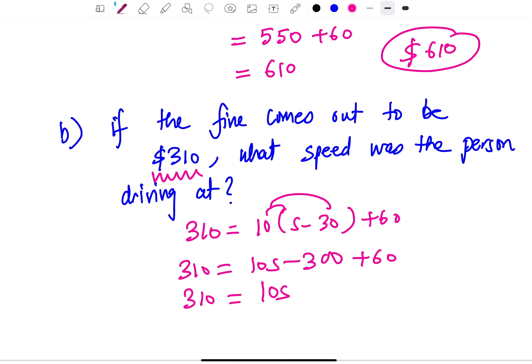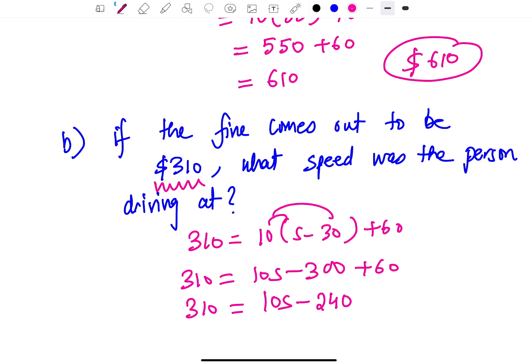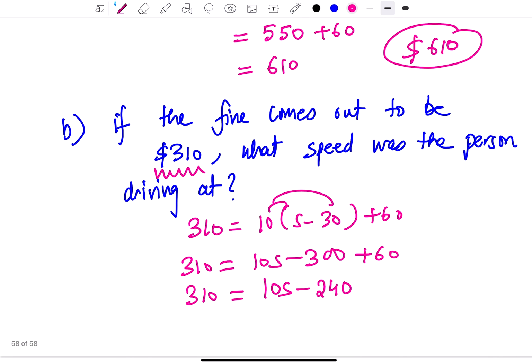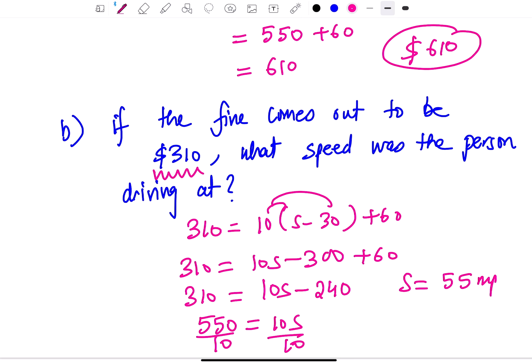310, negative 300 plus 60 would be negative 240, and we would add 240 to both sides. 310 plus 240 is equal to 550. So 310 plus 240 is 550, which is equal to 10s. Divide both sides by 10 to isolate the s, and the speed turns out to be 55 miles per hour. Do not forget the units with each problem. That's all for this video.